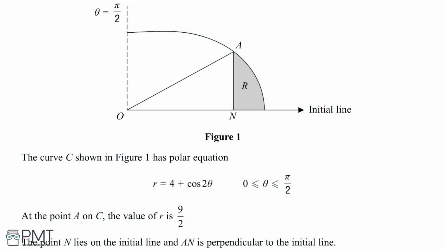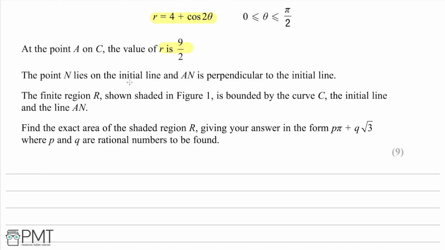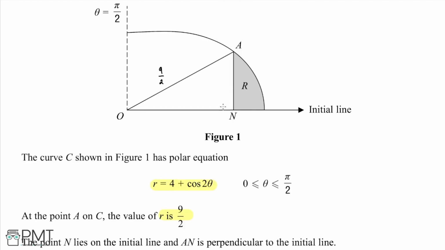In this question, we're given a polar curve C, and we're told that it has the polar equation r is equal to 4 plus cos 2 theta, where theta is between 0 and pi over 2. At the point A on C, the value of r is 9 over 2. This means that the length OA is equal to 9 over 2, so we can label this on our diagram. We're also given that N lies on the initial line and AN is perpendicular to the initial line. Well, if this is N and this is AN, it means that this is a right angle.